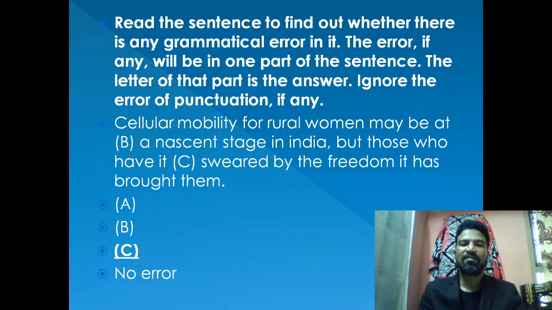Even if we take it as a past form of the word swear, it should be swore. It is not sweared. We do not have the past form of the word swear as sweared. It should be swore. Swear, swore. So it should be swore by the freedom or sworn by the freedom, because it's in passive form. Therefore, it should be sworn by the freedom it has brought them. So option C.